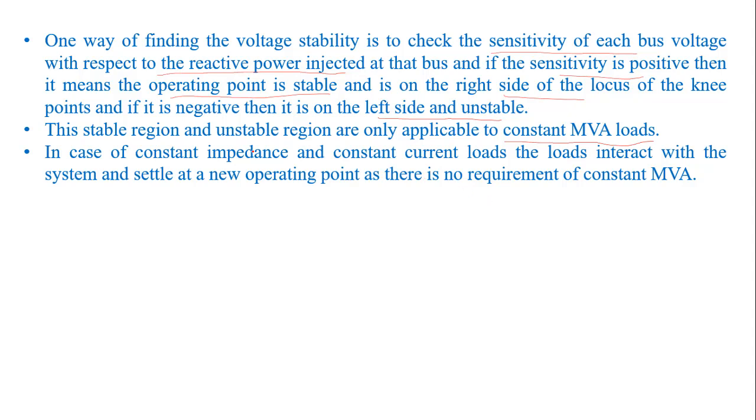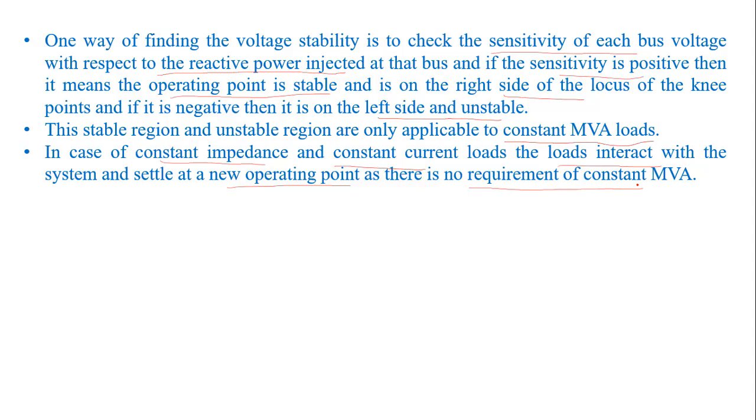In case of constant impedance and constant current loads, the loads interact with the system and settle at a new operating point, as there is no requirement of constant MVA. So it adjusts and settles in a new operating point when the loads are constant impedance and constant current loads. Okay, so let us do the static analysis first, and then we'll go for the dynamic analysis.